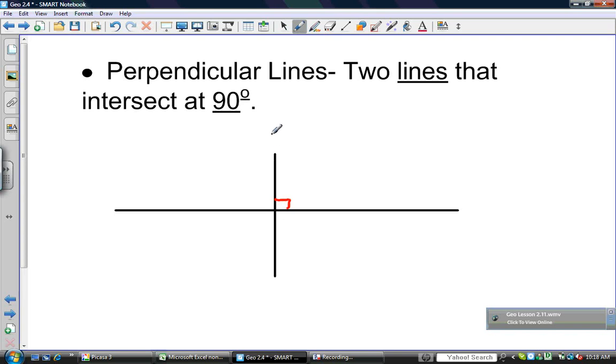So if we have K and J, if I want to say these two lines are perpendicular, we do that with an upside down capital P. That means is perpendicular.